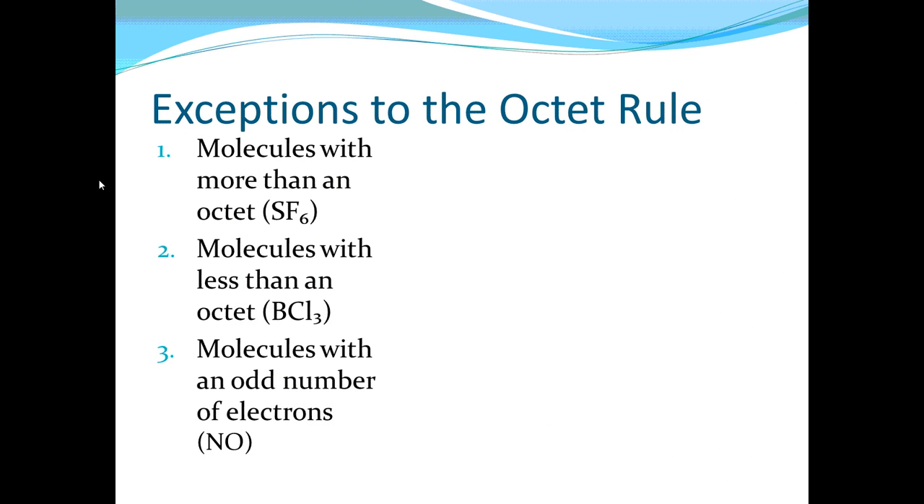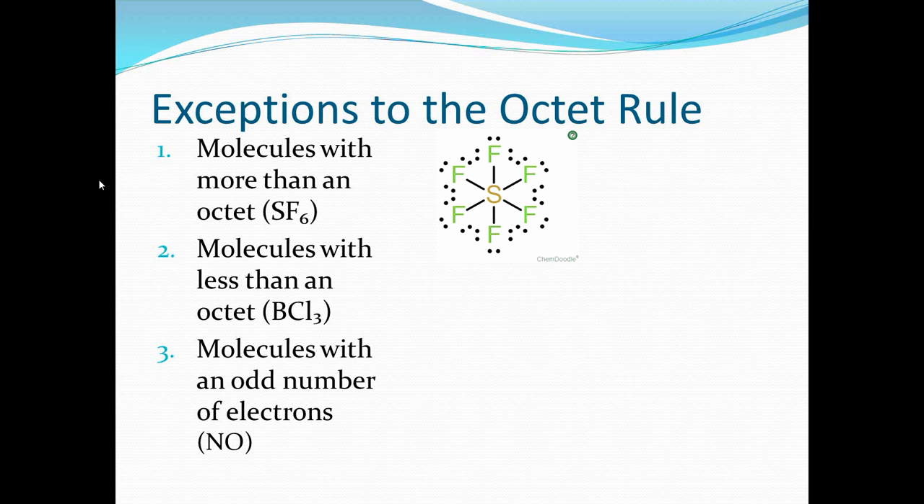Okay, so there are three major exceptions to the octet rule. There are molecules with more than an octet. Our example here is sulfur hexafluoride. Notice that sulfur has 6 bonds around it, and each bond has 2 shared electrons, which means sulfur has 12 electrons instead of the usual 8.